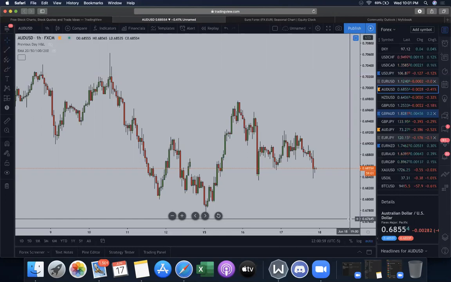Winston says, is there a trading plan or rules template? Yes, I can post it in the group. That's going to be what we go over tomorrow.